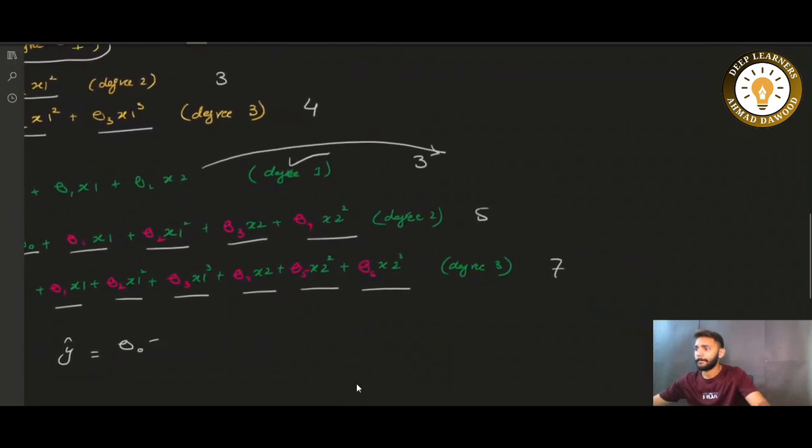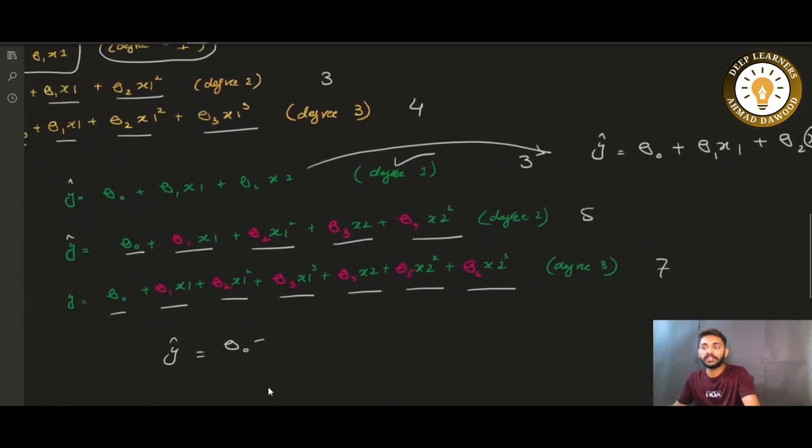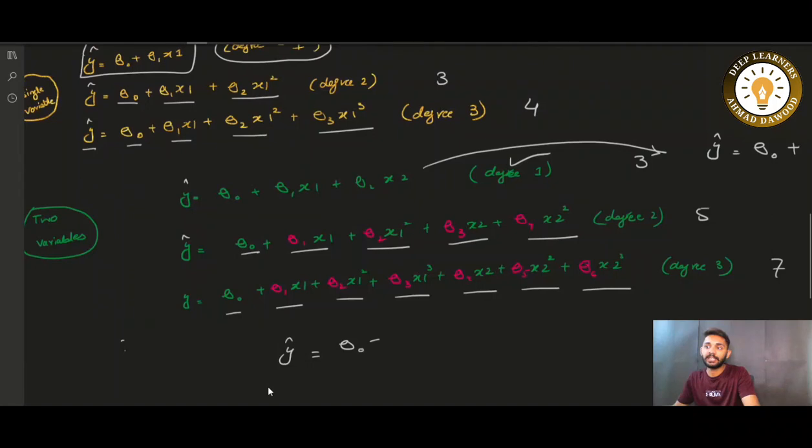So y cap is equal to theta 0 plus theta 1 x1 plus theta 2 x1 x2, the product of both variables, plus theta 3 x2. Sometimes we also have interactions in the equation of our model, in which we have some powers.